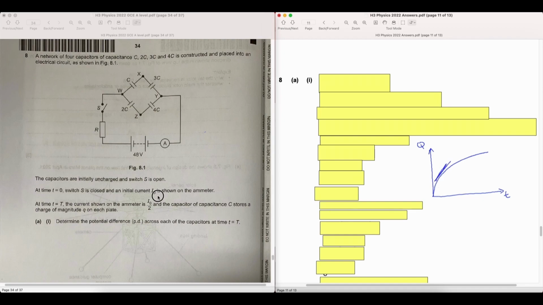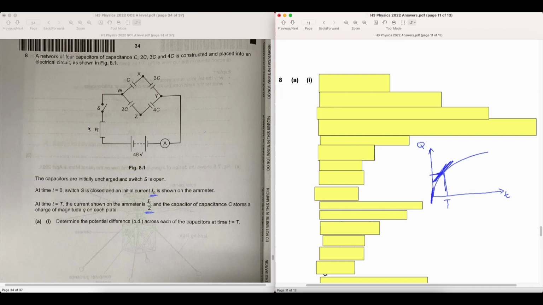So initially some amount of current flows through the ammeter. That would be this initial gradient over here. And after some time t, when the current is I over 2, it means that the gradient has halved over here at some point in time t. And we want to find the potential difference across each capacitor at that time t.